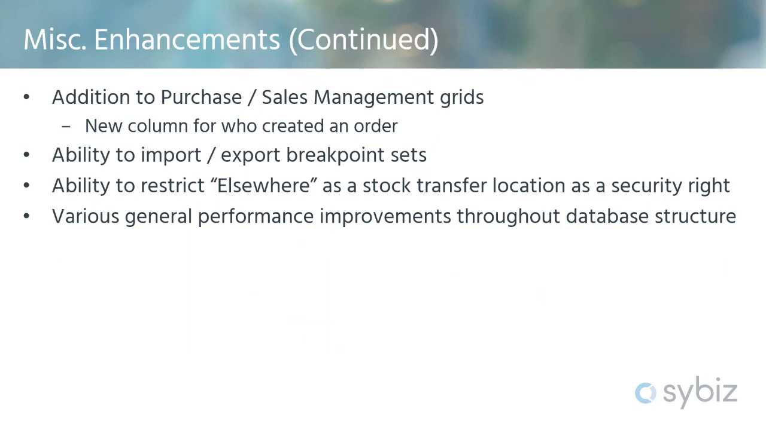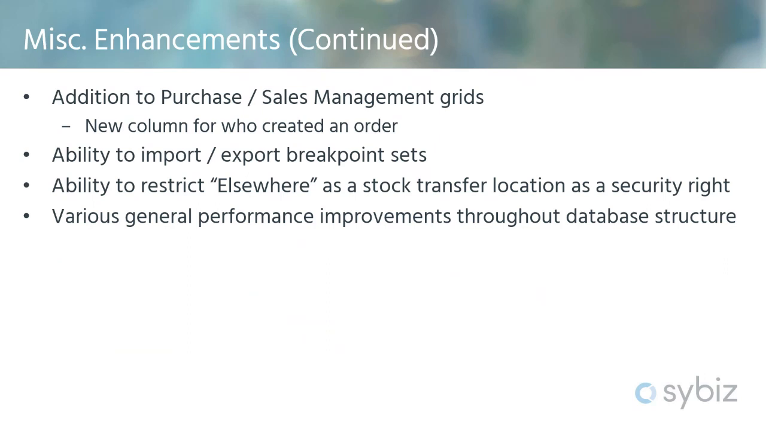Another addition to purchase and sales management grids, which is a new column for who created an order. So this is mostly for filtering purposes. The easiest example I can think of is Bill deals with sales orders, and you only want Bill to deal with his sales orders. So it's a lot easier to just filter down to Bill's sales orders based on who created it.